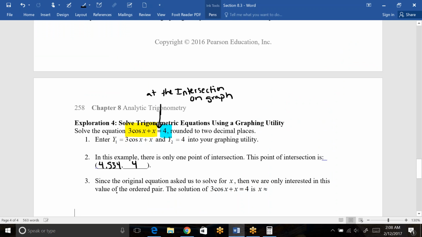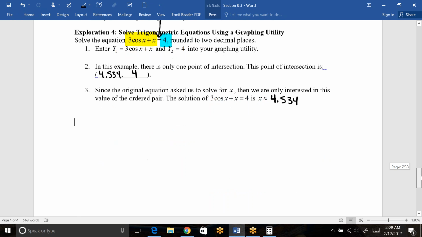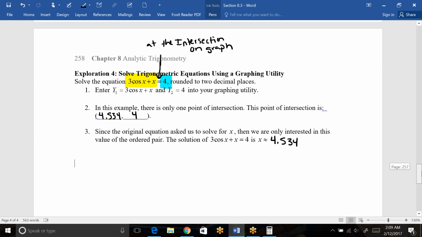4.534 and 4. Since the original equation was trying to solve for x, all we care about is the x. So it would be approximately 4.534. So kind of interesting that you can use the graphing utility that way. You guys don't have access to that for the exam, so it's not something I would lean on as a crutch, but it is interesting to see how the answers to these are really related to the graphs. So that is it for this section.